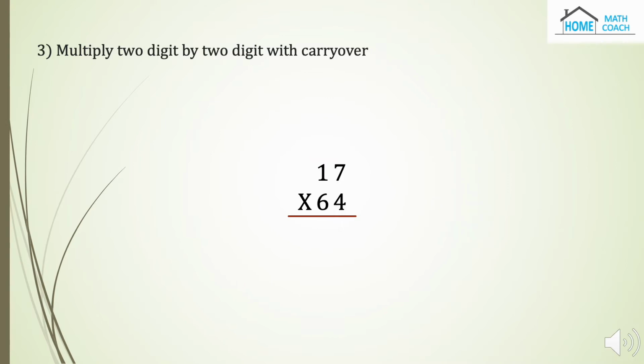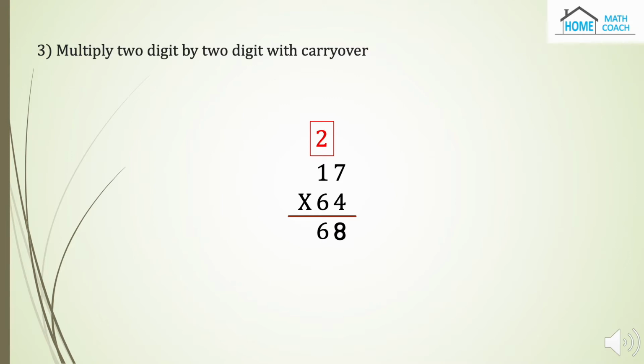Next, we do multiplying a two-digit number with a two-digit number with carryover. In this example, we have 17 times 64. The traditional way of doing it is to do 7 times 4, which is 28, and we put the 8 in the answer in the ones place and carry over the 2 above in the tens place as shown in the red box. Then we do 1 times 4, which is 4, and we add the 2 in the red box, and we have 6. So we write 6 as the answer in the tens place.